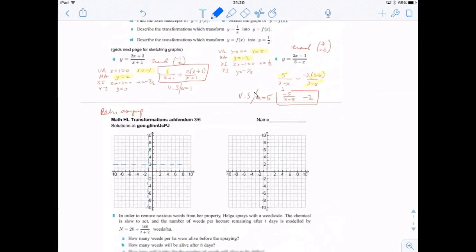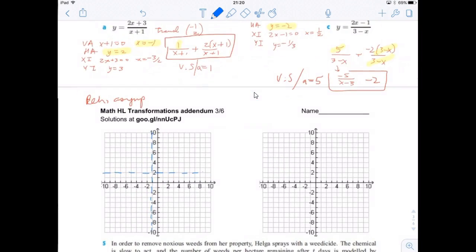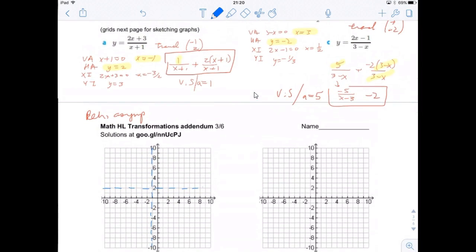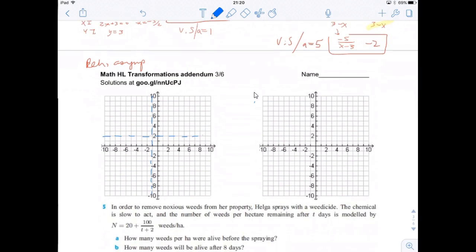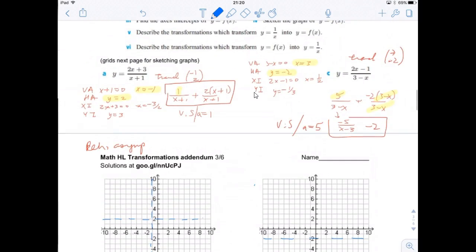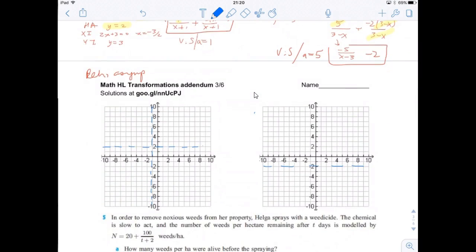Okay, let's do the other one. The other one has a horizontal asymptote at y equals -2. And the vertical asymptote is at x equals 3.